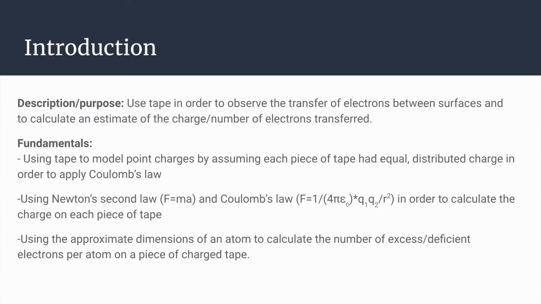With regards to the description and purpose of the lab, it was to use tape in order to observe the transfer of electrons between surfaces and to calculate an estimate of the charge and number of electrons that were transferred. The fundamentals of the lab were using tape in order to model charges by assuming that each piece of tape had equal distributed charge in order to apply Coulomb's law, using Newton's second law, which is force equals mass times acceleration, and Coulomb's law in order to calculate the charge in each piece of tape, using the approximate dimensions of an atom to calculate the number of excess or deficient electrons per atom on a piece of charged tape.